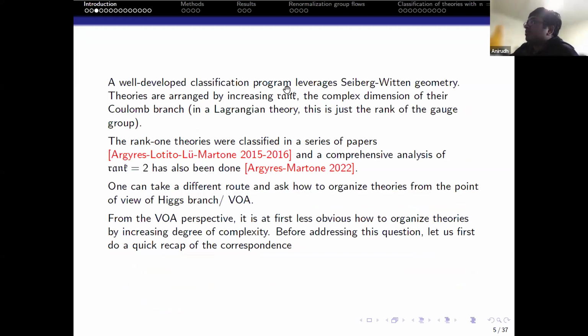As I said, there is this well-developed classification program which leverages the Seiberg-Witten geometry. In this case, the theories are arranged by increasing rank, where rank is the complex dimension of the Coulomb branch. In Lagrangian theories, this is basically the rank of the gauge group. For rank 1, this classification is complete. It was done in a series of papers by Philip, Lotito, Lu, and Mario during 2015-16. And a comprehensive analysis of rank 2 was done by Philip and Mario in '22; I thought it was very close to complete.